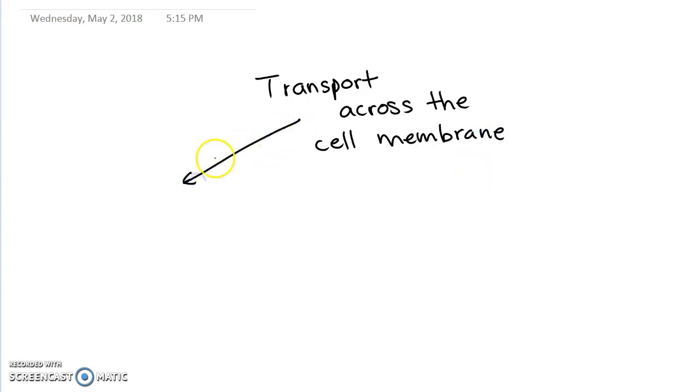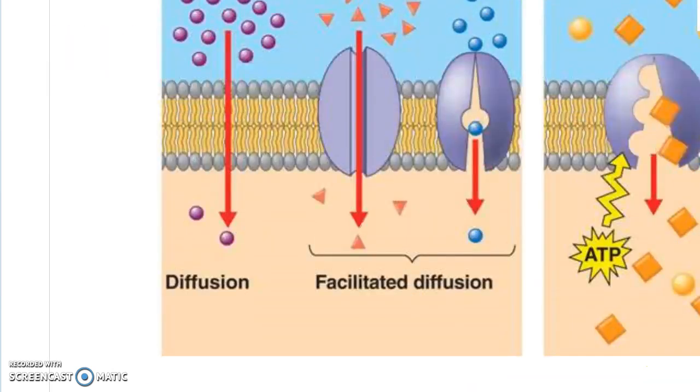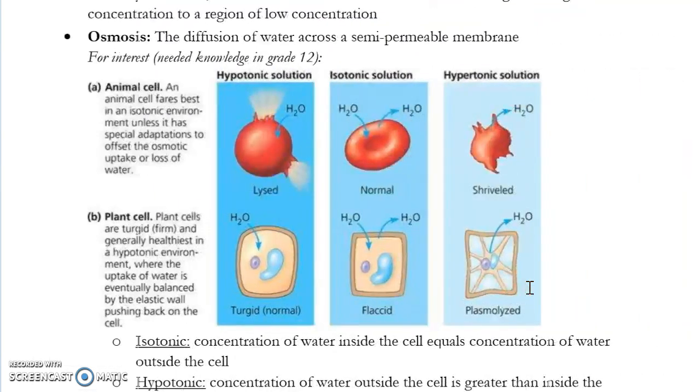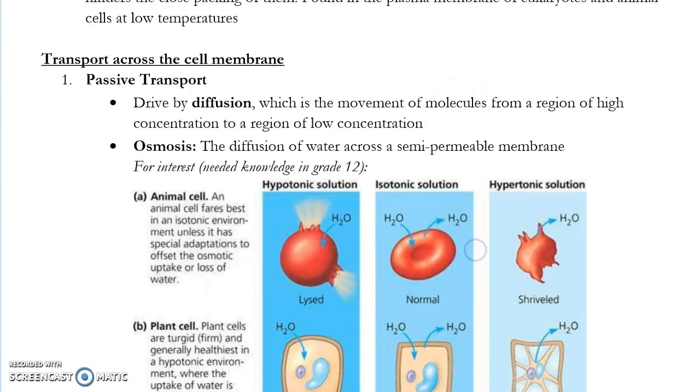The first one in your note is passive transport. And this is something you already know of very well. This is driven by diffusion. So if you remember diffusion, if you don't, I'm going to tell you about it right now. So don't you worry. Okay, diffusion, it's the movement of molecules from a high concentration to a region of low concentration. This drives passive transport.